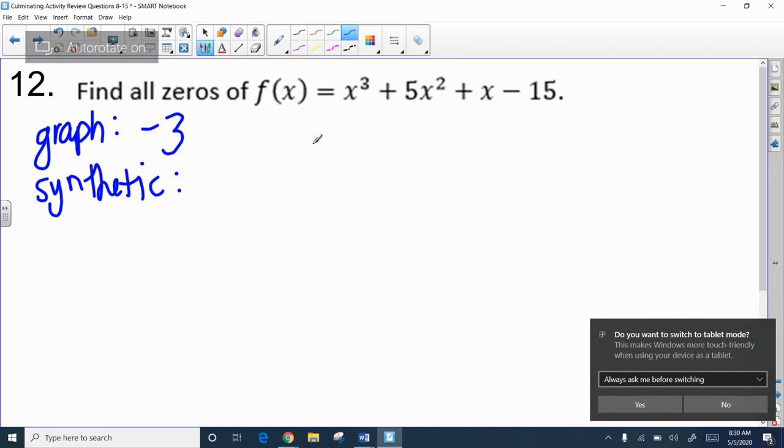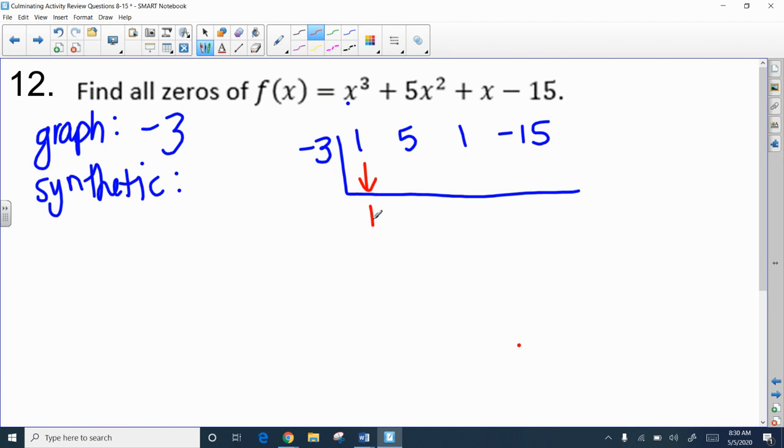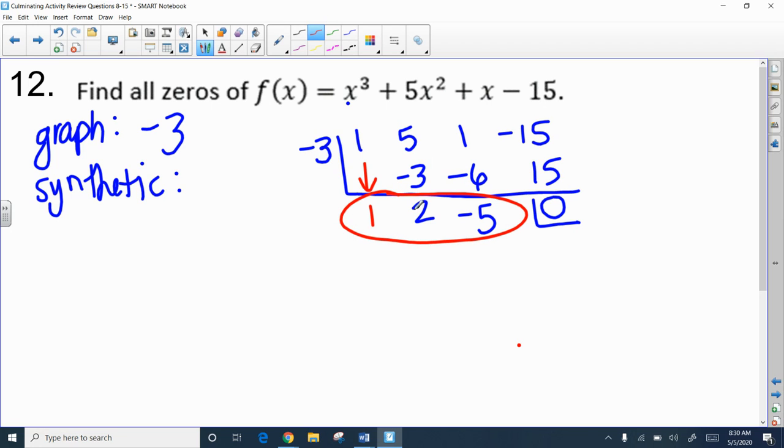So I'm using the -3 on the outside, and then I'm using these coefficients on the inside. The coefficients are 1, 5, 1, -15. Now, if this is a zero, which it should be from what we saw on the graph, we should get a remainder of 0. So to do synthetic division, bring down the 1, multiply and add, multiply and add, multiply and add. All right, we do get a remainder of 0. And so then this is also a factor.